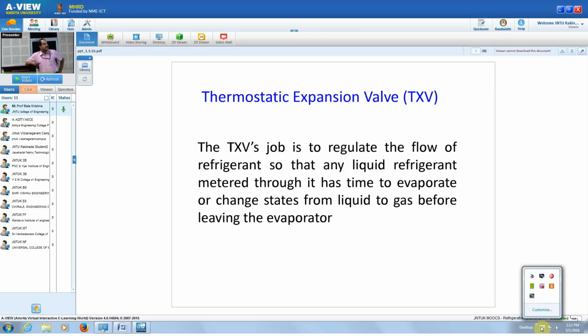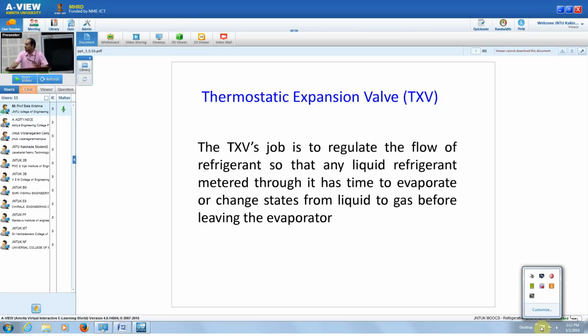The thermostatic expansion valve's job is to regulate the flow of refrigerant so that any liquid refrigerant emitted through it has time to evaporate, or change state from liquid to gas, before leaving the evaporator. Actually, the function of the thermostat is to regulate the flow. I think you know the main components of refrigeration. What is the function of the evaporator, and the expansion valve?